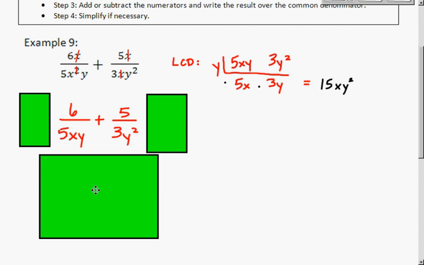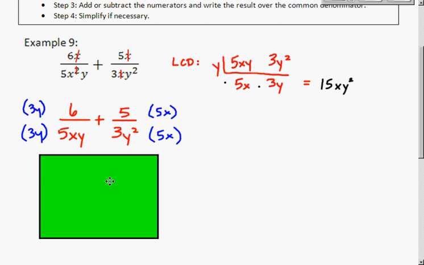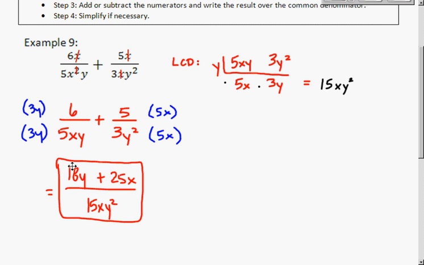What you need to do is get that. How would you get this 5xy equivalent to 15xy squared? Well, I need to multiply by 3y. Same concept over here, 3y squared, need to make it a 15xy squared, so I need to multiply by 5x. When doing so, 3y times 6 would give me the 18. The 5 times the 5x would be 25x. I write that all over my common denominator, which is 15xy squared. Looking at this problem, this cannot be simplified anymore. So in example 9, this would be our answer.